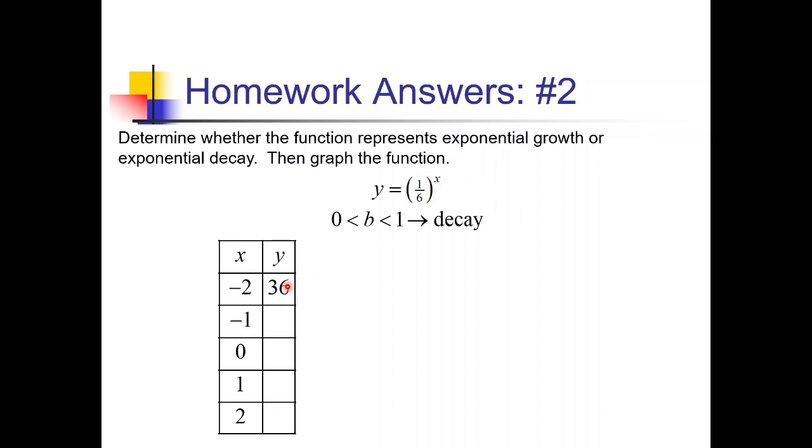And then 1 over 6 to the -1 is 6. Anything to the 0 is 1. Anything to 1 is itself, so 1 over 6. And then dividing by another 6, we end up with 1 over 36.